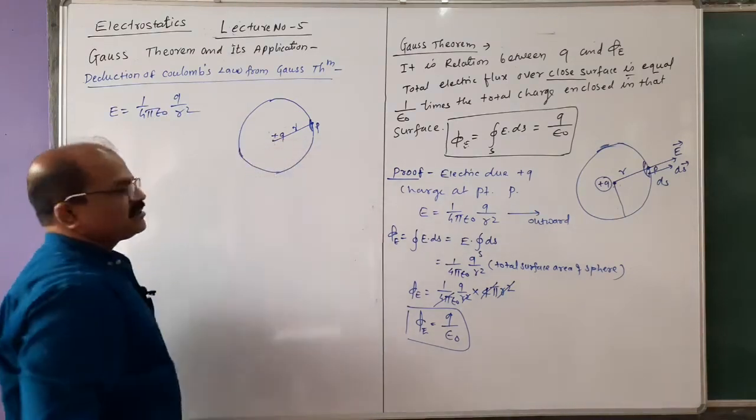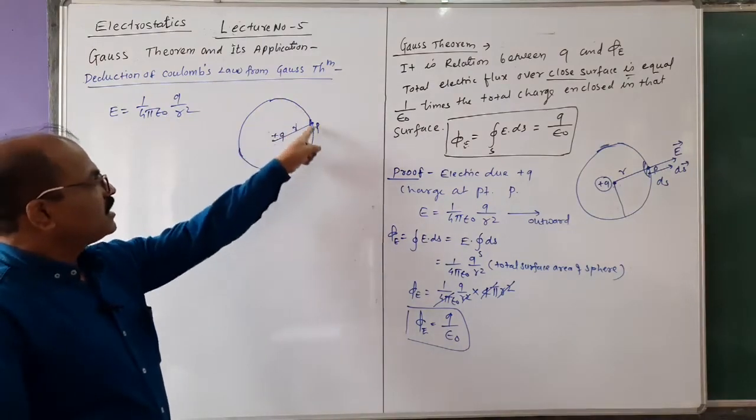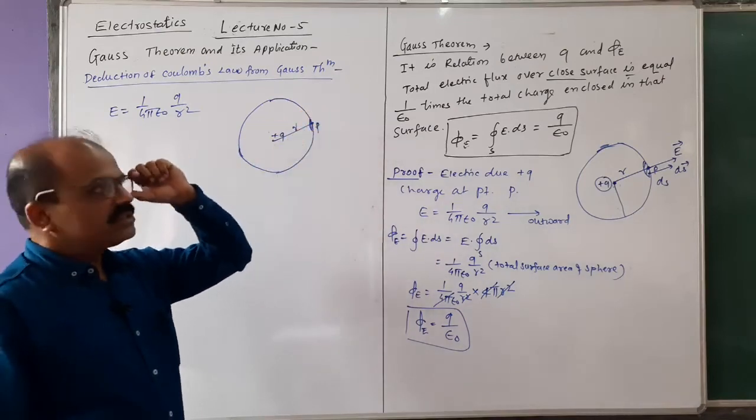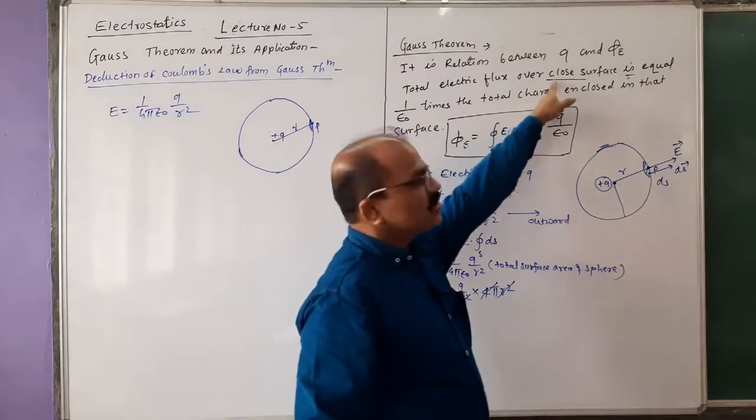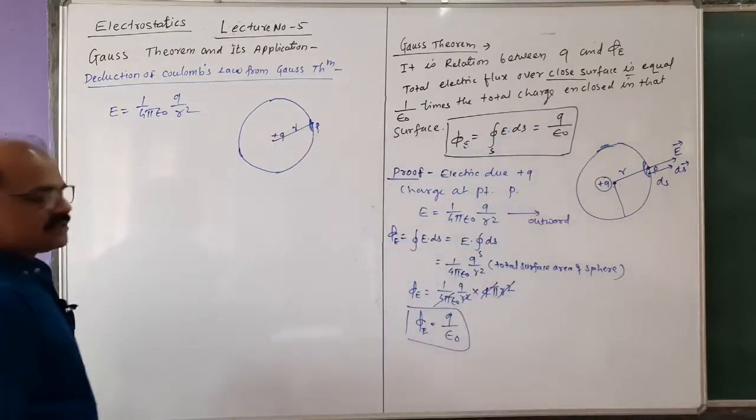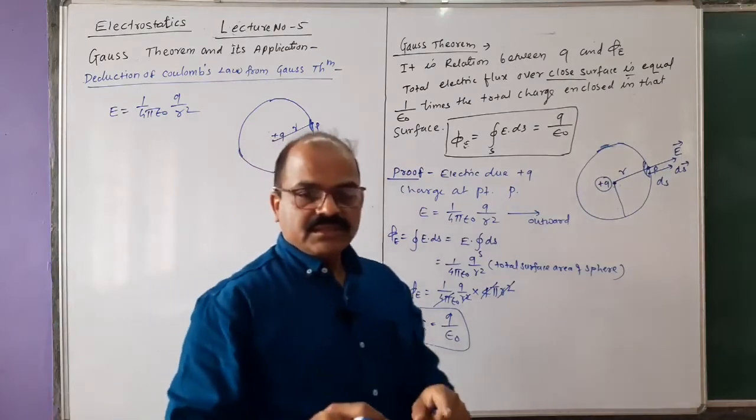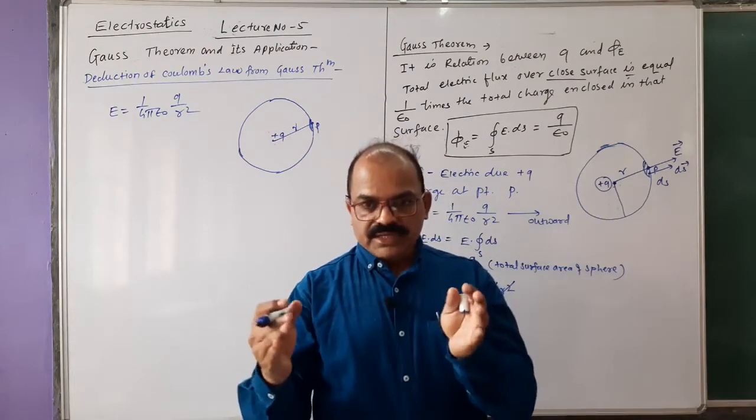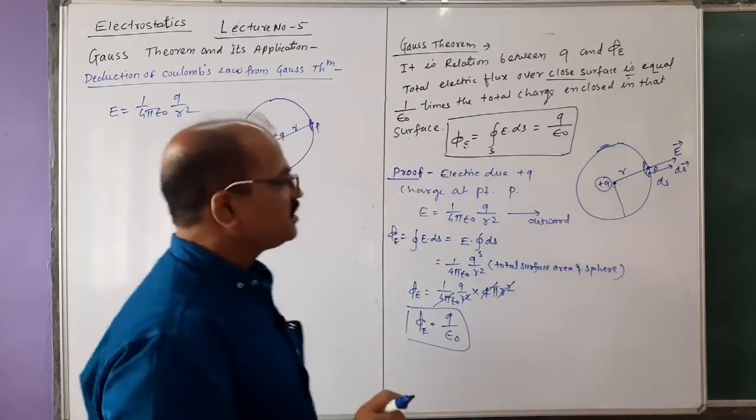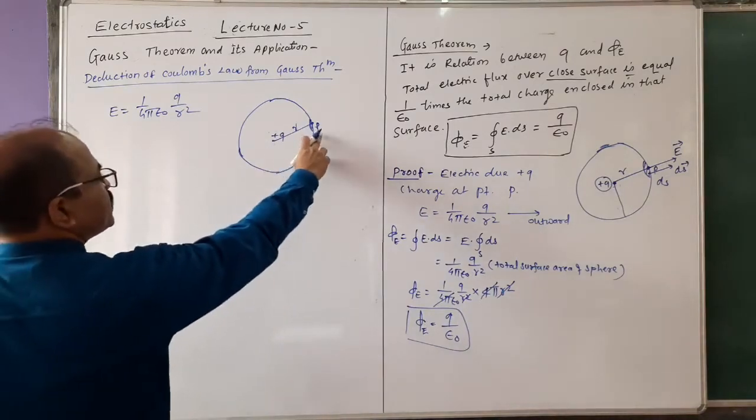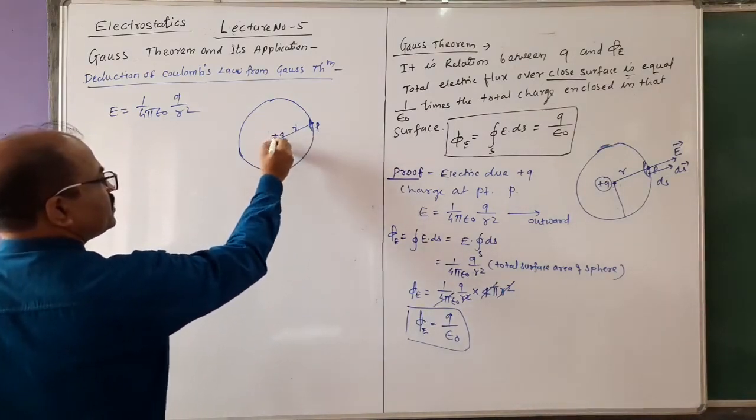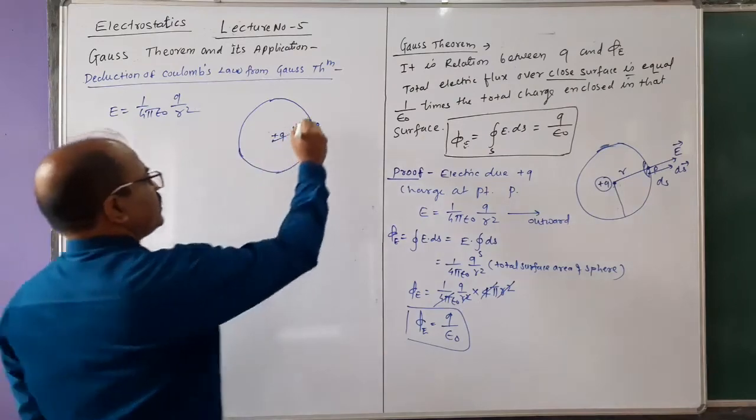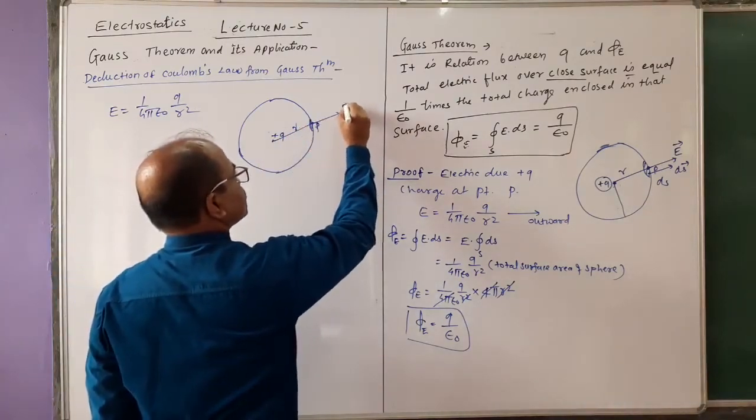So Q is a positive charge, and this is the imaginary Gaussian surface. A sphere, or any shape, is drawn around the charge to enclose it, so this becomes a closed Gaussian surface. The electric field at this point P due to the point charge is E equal to 1 divided by 4 pi epsilon naught, Q divided by r square, and it is outward. This is the direction of E.